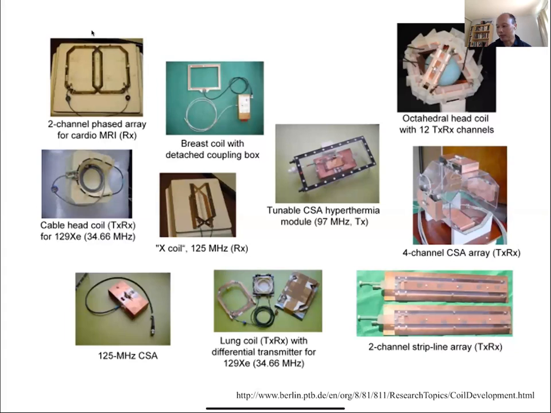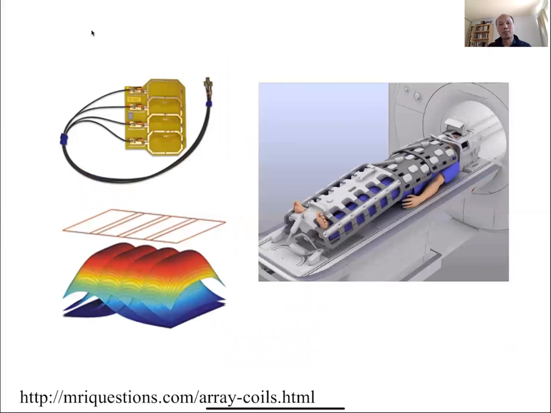Later in the lecture, we'll talk about how you won't just use one of these coils, but an array of them. Having many, many coils helps us do the imaging a little faster. Here you see some examples of arrays, including this huge array that covers the entire body of the patient.